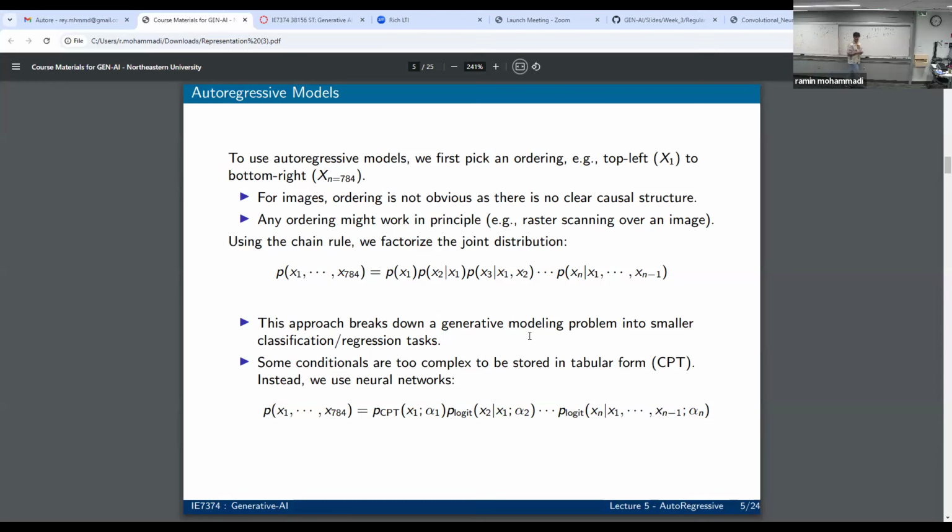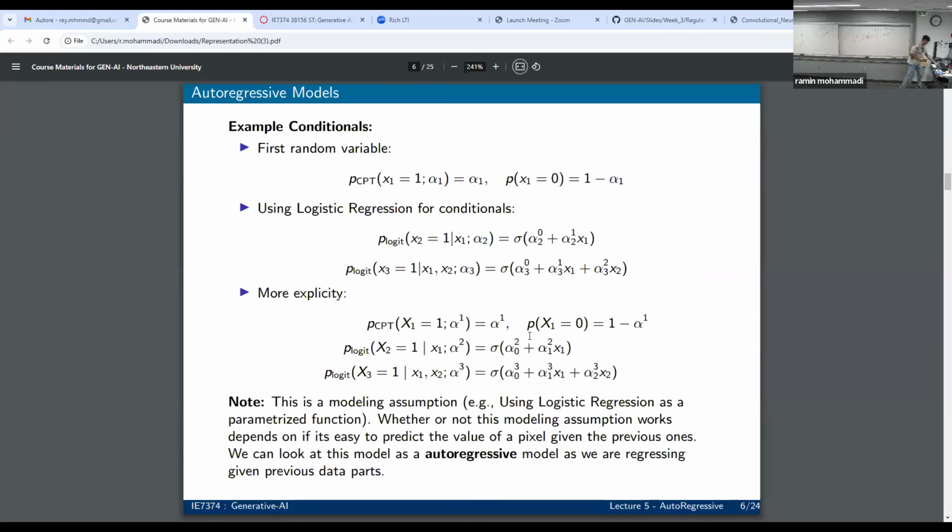So the idea in autoregressive models is that for the first pixel, all I need is one thing: what's the probability of being on or off? The other one becomes 1 minus that. So for the first pixel, I only need one value. And then for any other pixel, this becomes a logistic regression.